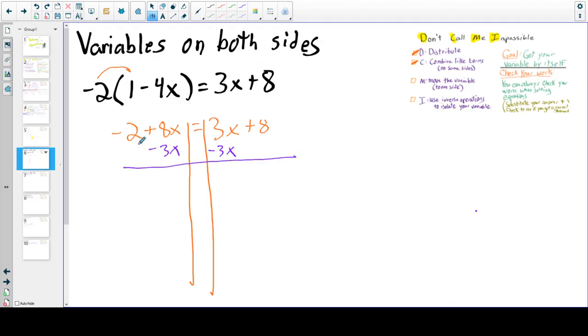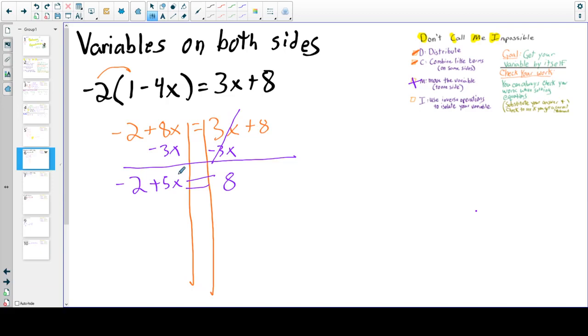And again, let's be neat. I'm going to rewrite everything. So that's -2. 8 minus 3 is 5. So positive 5x equals, see how they're train tracks, 3x minus 3x is 0, so this subtracts 0, and we're left with 8. Okay, got to solve for x. So I moved my variable to one side. Let's continue. Now I just need to isolate my variable by using inverse operations.